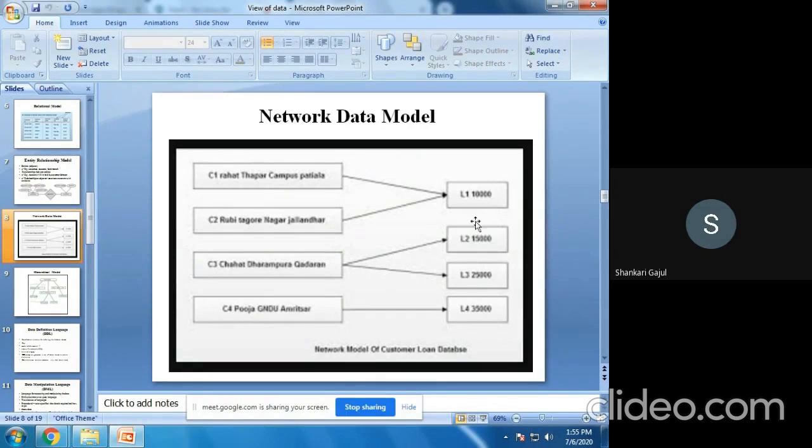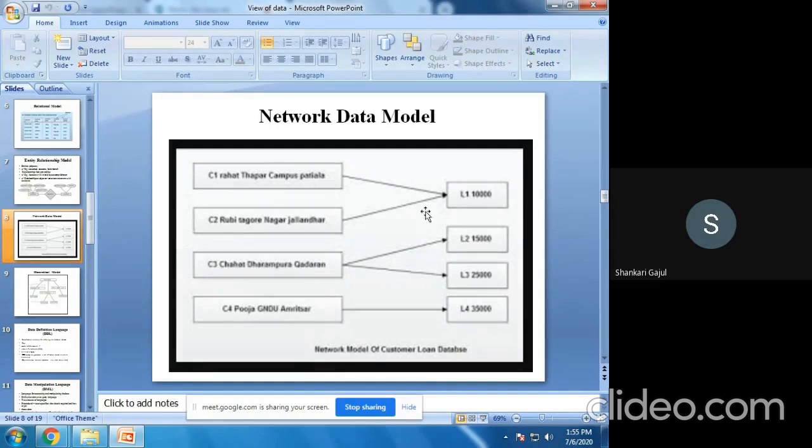The loan consists of the loan number as well as the balance amount. The customer consists of the customer name, customer address, as well as the customer ID. So two tables are there, the customer and the loan database. A network data model is a collection of records, and the relationship among the data can be represented by a link, which can be viewed as a pointer.